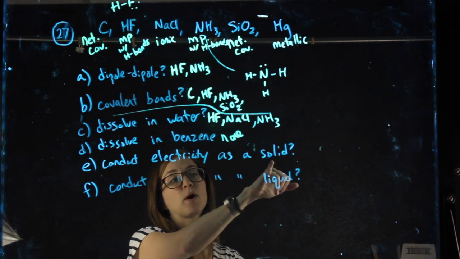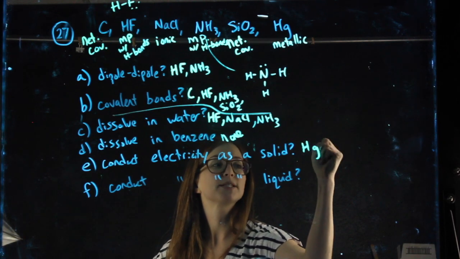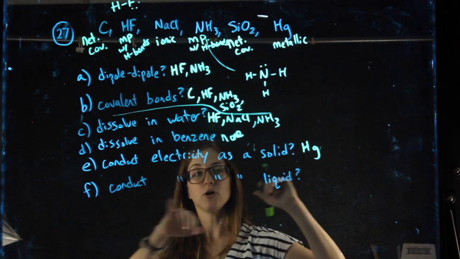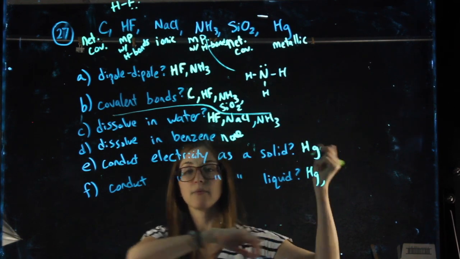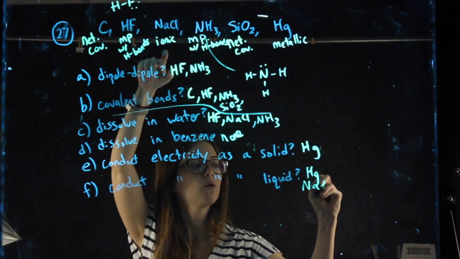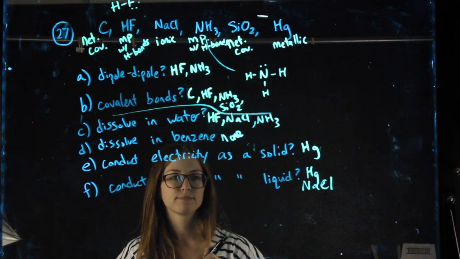Things that conduct electricity when they're solid are only metals. Hg is my only metallic compound, so it will conduct as a solid. Now metals will also conduct as a liquid, but in addition to metallic things, ionic compounds, when melted or liquefied, will conduct electricity. That's it.